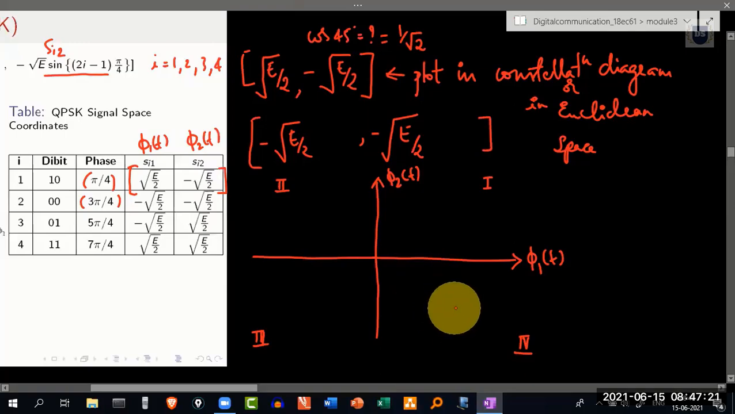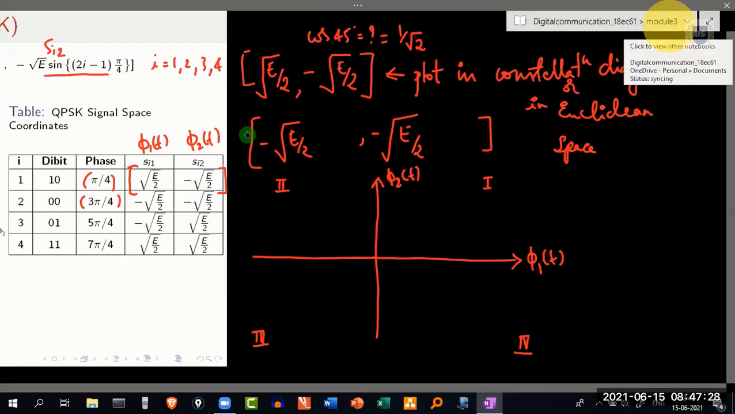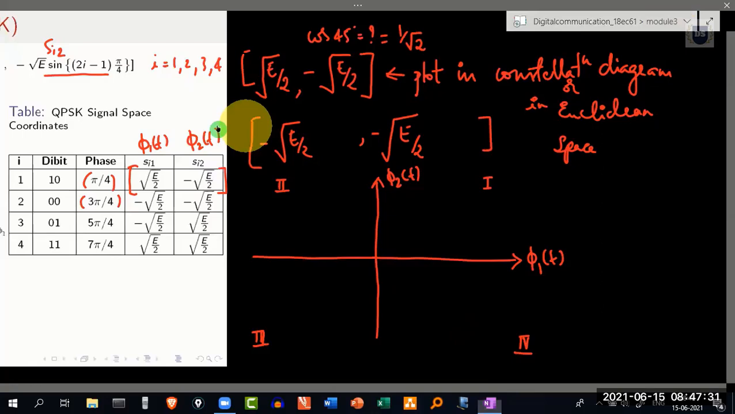Now, in what quadrant will I be lying? Can I have some quick answers in the chat? I want to plot this point in my constellation diagram. Now, you tell me in what quadrant I'll be lying. Because the first value associated with phi 1 of t is positive, whereas the value associated with phi 2 of t is negative. Now tell me in what quadrant I'll be lying.